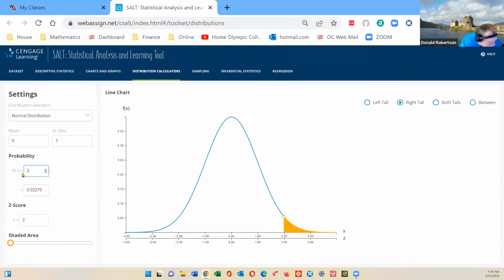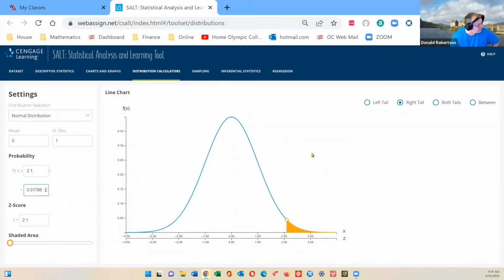And the little picture down here moves. And what we have, there's the answer. The chances that you can have a z-score greater than 2.1 is this answer here. It's 0.01786 and some other stuff.